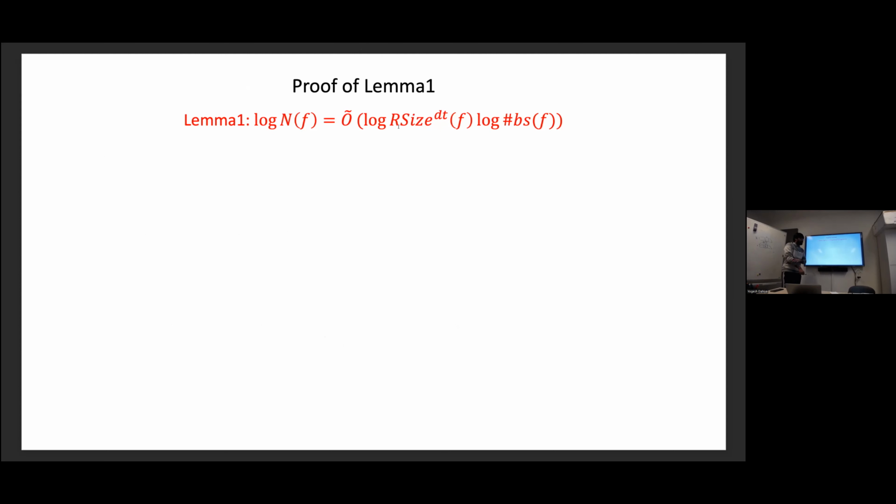Okay, let's come to the other direction. The other direction says that if the block number is small and the randomized size is small, then we can build a small cover. Every step will be elementary, but it gives something interesting, it seems.